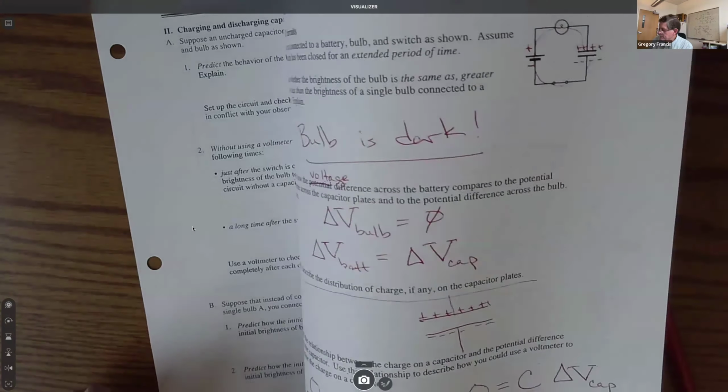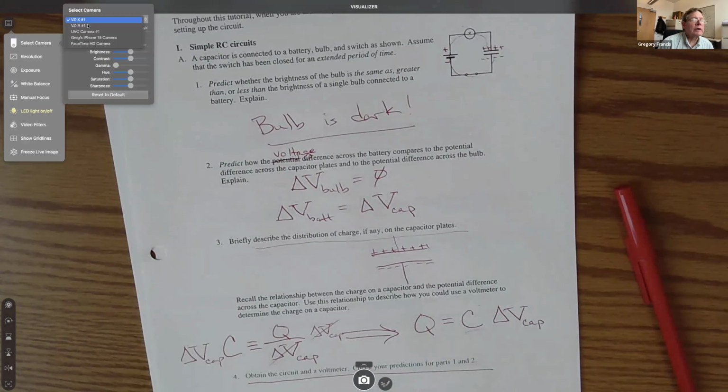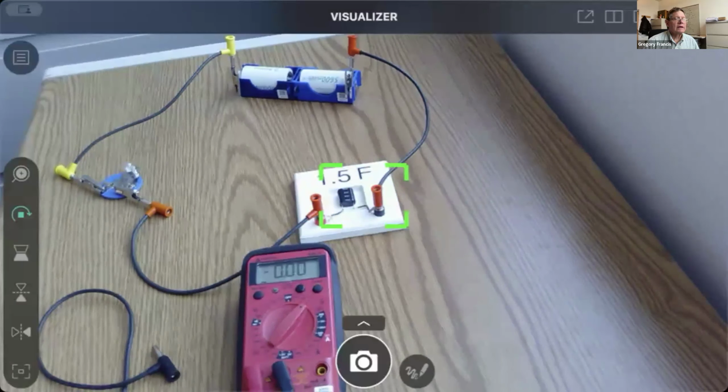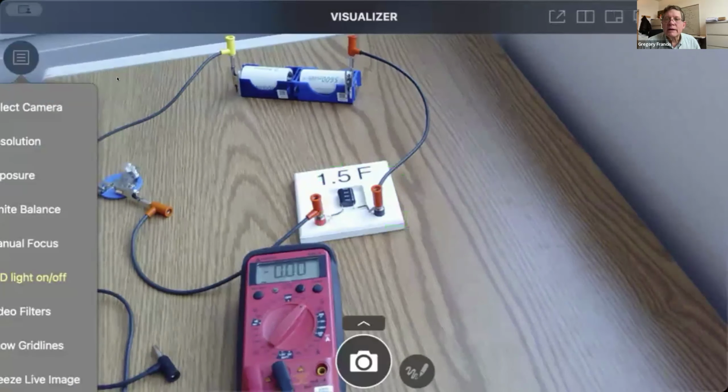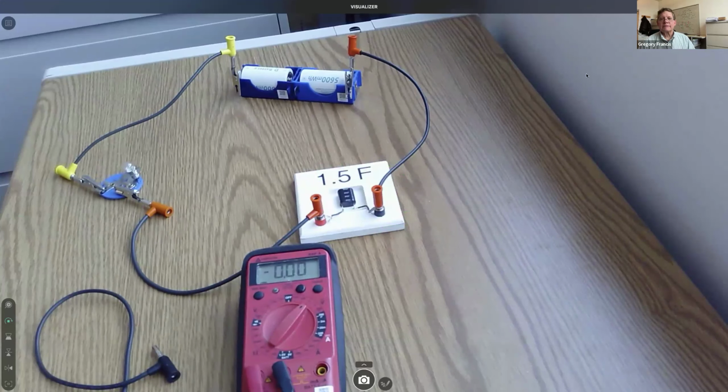Okay, now we go here, we change the camera. Oh, dang. How do I keep doing that? There we go. Okay, figured that out.